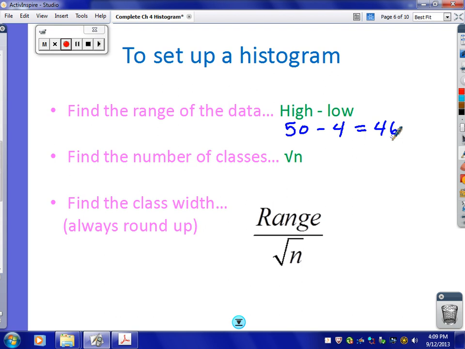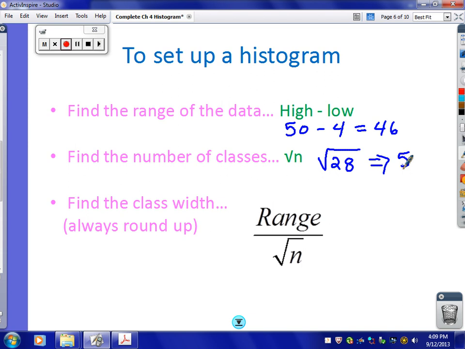Alright, next we need to find the number of classes. We had 28 people that answered the survey, so we're going to take the square root of 28 and then round it. The square root of 28 is closer to 5 than it is to 6, so that means we're going to have 5 classes when we set this up. These give me guidelines on how to set up a large set of data.